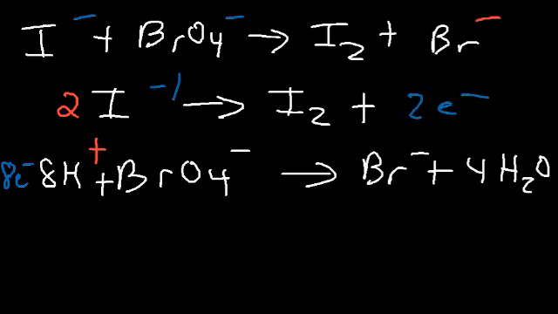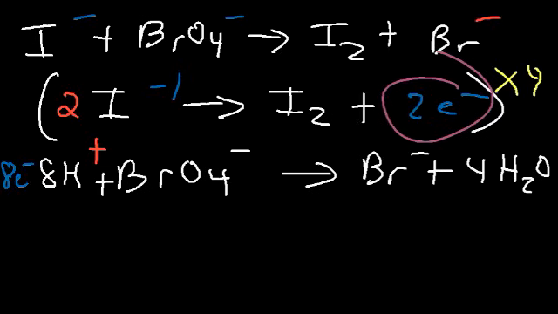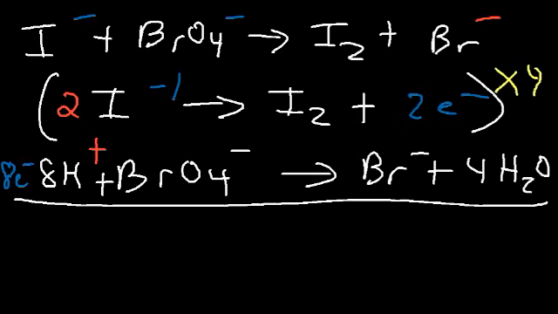Now the next thing we need to do is make sure the electrons are equal in both half reactions. So we need to multiply the first one by 4. We don't need to change the second one, which is good. By the way, which half reaction is the oxidation half reaction, and which one is the reduction half reaction? The first one is oxidation because the electrons are on the right side. The second one is reduction because the electrons are on the left side. That's how you can quickly tell which one is which.